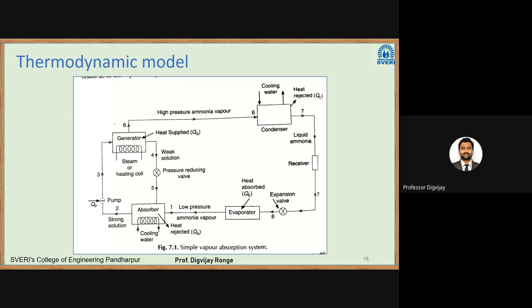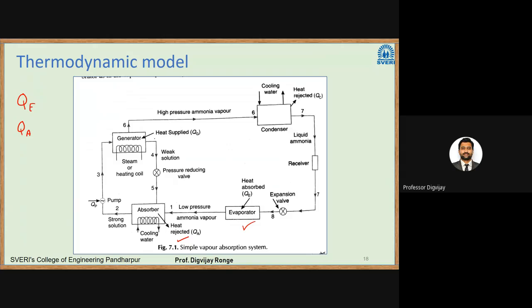If I start with the evaporator, we have a QE. Now what is QE? QE is the heat absorbed from the space. Then next coming here, we have heat rejected, that is QA. From where is this heat coming? Because absorption is an exothermic process, heat is being generated and it is rejected to the cooling water.